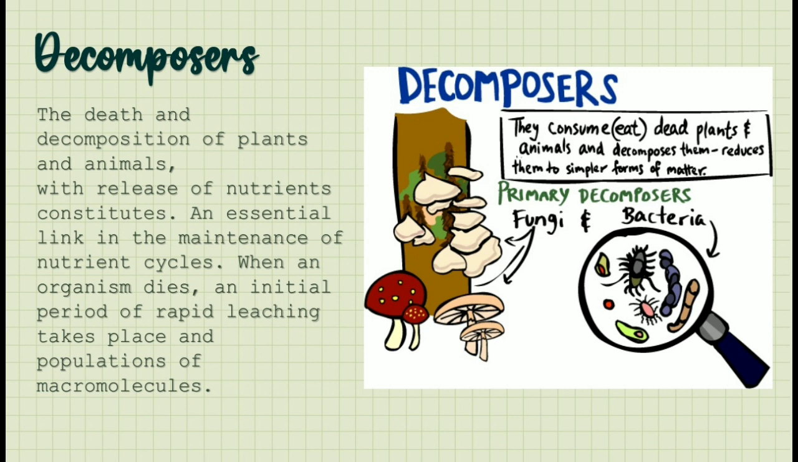So our next topic is about decomposers. The death and decomposition of plants and animals, with release of nutrients, constitutes an essential link in the maintenance of nutrient cycles. When an organism dies, an initial period of rapid leaching takes place. The dead organism is disintegrated beyond recognition, enzymic action breaks it down, and the disintegrating parts are invaded and eaten by animals and rapidly recolonized by microorganisms, and later the biomass decreases. It becomes simpler in structure and chemical composition.